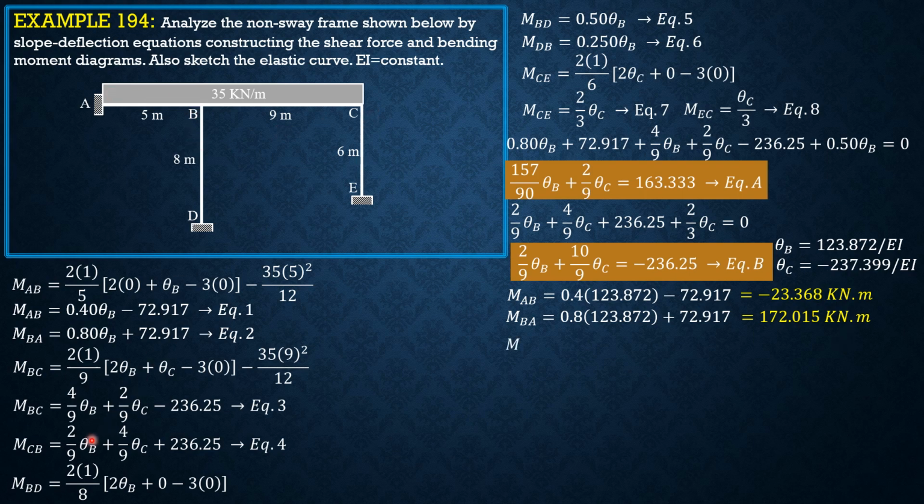Next is MBC, 4/9 of 123.872 plus 2/9 of negative 237.399 minus 236.25. So MBC is equal to negative 233.951 kilonewton meter.